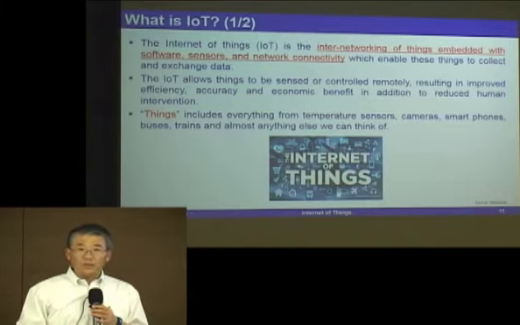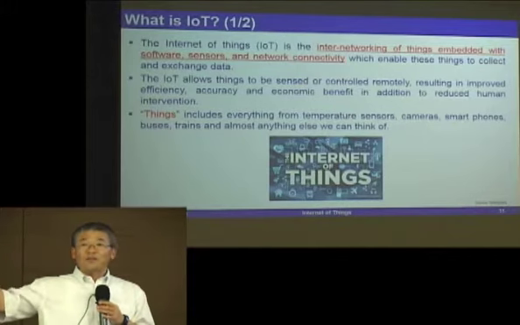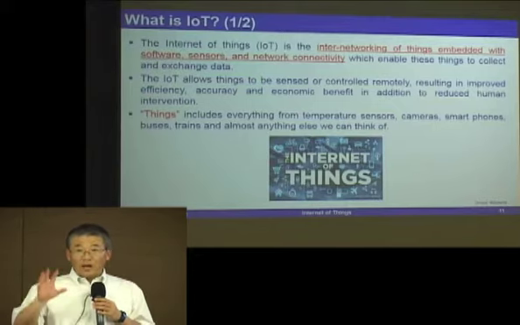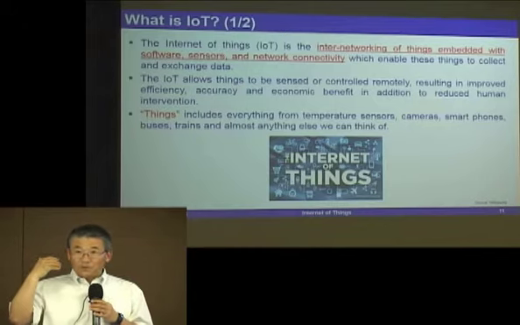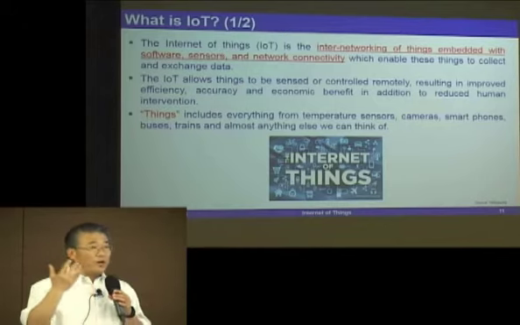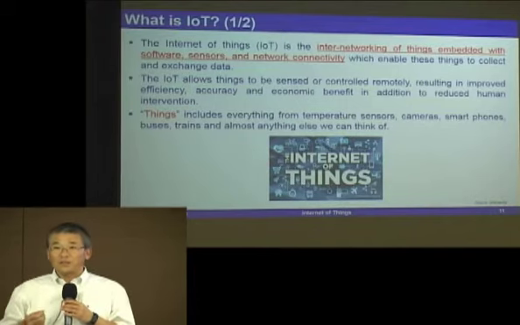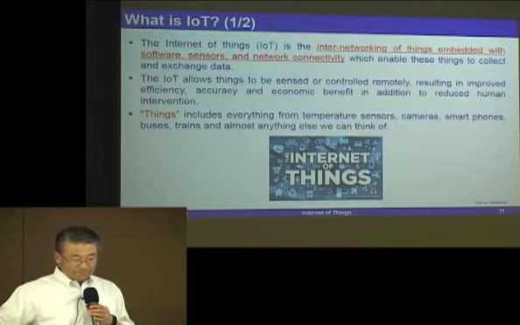And things include temperature sensors. Today it's very hot outside, right? It's about 35, 36 degrees Celsius. To cameras and smartphones, buses, trains, airplanes. They can all be things in the Internet of Things domain.